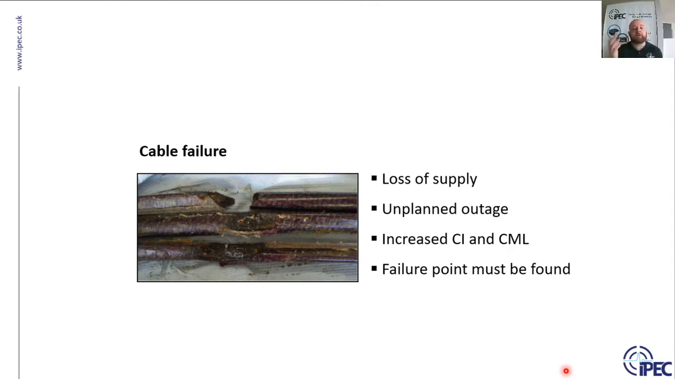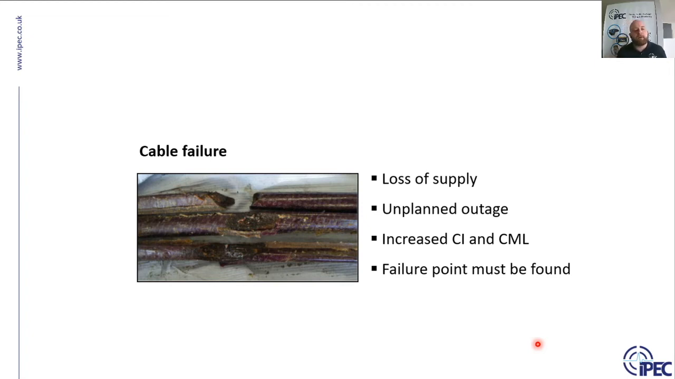So customer interruptions, customer minutes lost, and of course the failure point must be found. So naturally you need to find where that cable has failed with fault location technology in order to then conduct the repair to bring that system back online. Now with underground cables, that can be very problematic depending on where the cable actually fails. Last minute requirements, in London for example, we can get a 24-hour repair order, emergency repair, quickly shutting down a road, digging the road and repairing the cable. Still very costly, still very inconvenient, if you like, for the wider application.